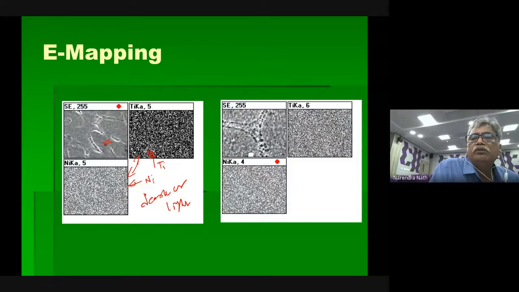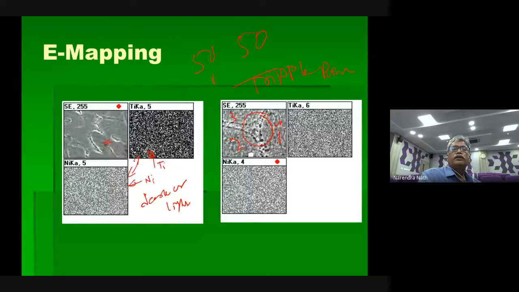We also checked at a triple point. This is what a triple point is: nothing but where grain 1, grain 2, and grain 3 meet. In this area we checked, and there also it shows not much difference. So whatever 50-50 is there, it is there.